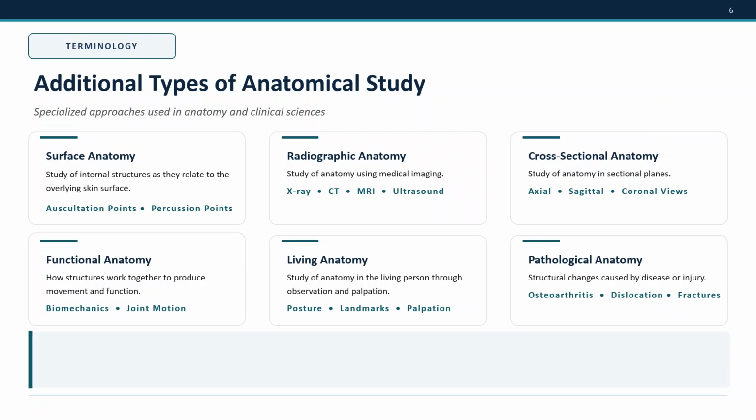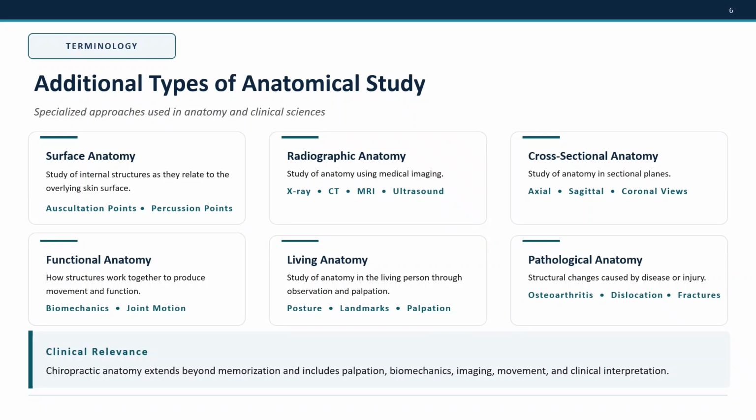Pathological anatomy, how structural changes are affected or caused by disease or injury. So how does arthritis affect the joints? If you dislocate a joint, if you fracture a bone, this is all pathological anatomy.